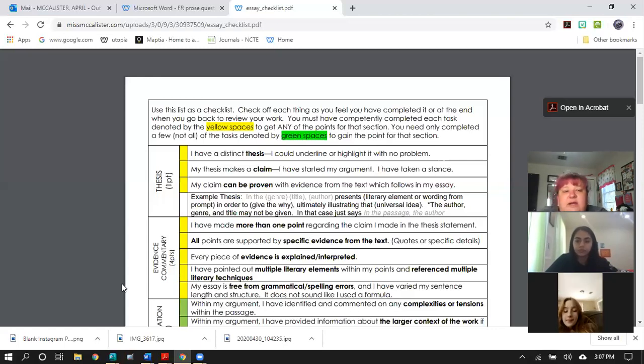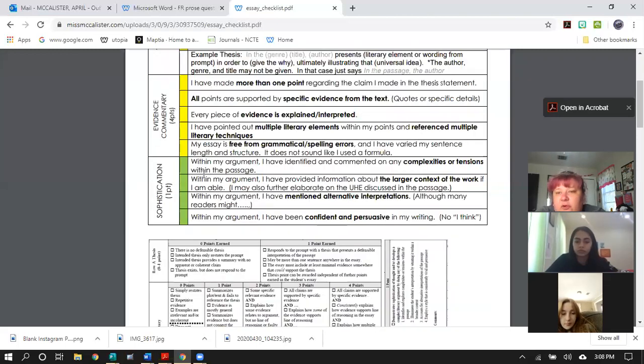Okay. So that's where the bulk of your points are, 5 of your 6 points, is having a thesis statement and then that evidence and commentary. The last point is like the unicorn point that's really hard to get because it's kind of subjective. It's the sophistication point. They want you to have looked at complexities or tensions. So if you got into conflict or something like that, that might be a good way to get that in there. You know what I mean?